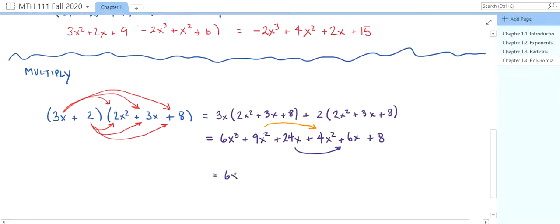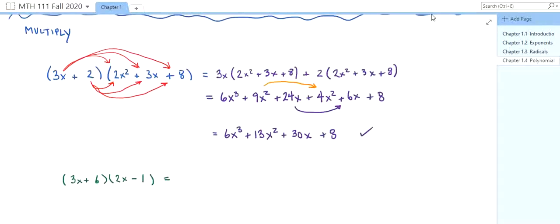Let's go ahead and group our like terms to finish up here. 9x squared plus 4x squared is plus 13x squared. And then 24x plus 6x is plus 30x plus 8. There we go. That looks good for an answer.